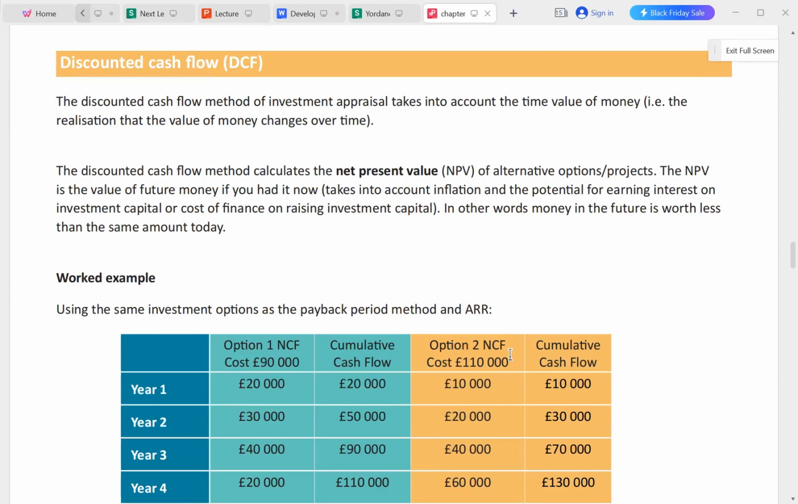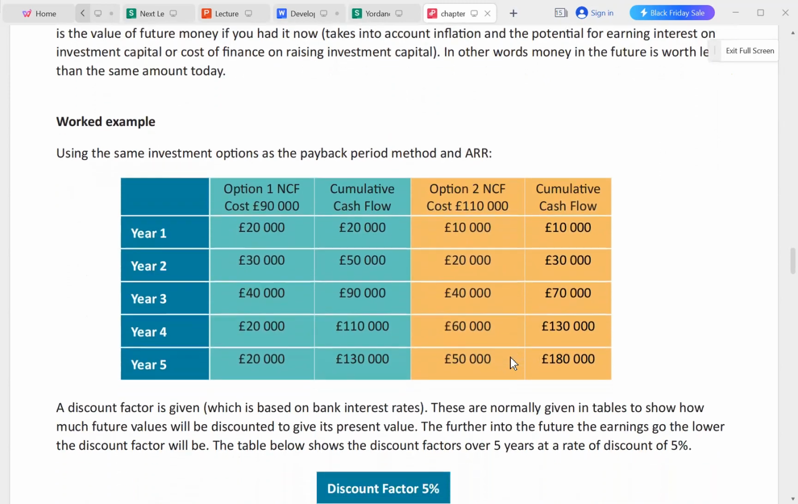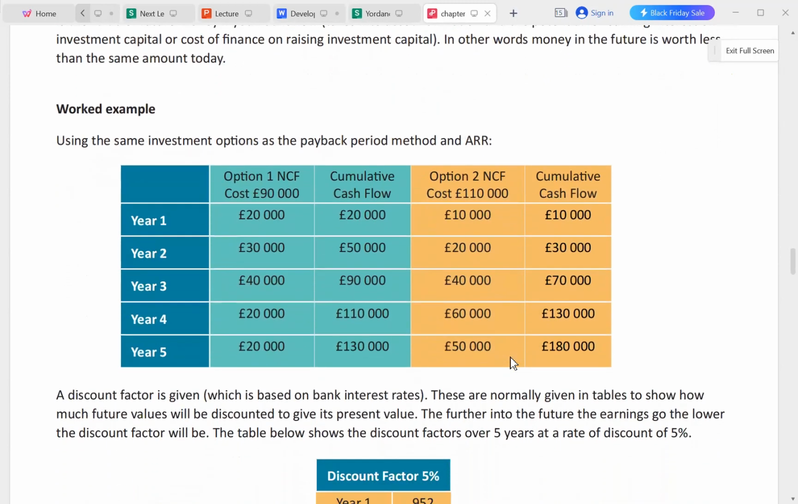The discounted cash flow method calculates the net present value of alternative option projects. The net present value is the value of future money if you had it now, and it takes into account inflation and the potential of earning interest on the investment capital, or the cost of finance on raising investment capital. In other words, money in the future is worth less than the same amount today. We're going to do another example here. So we have the same scenario, the 90,000 and the 110,000. We already did the payback period. You all know it here.